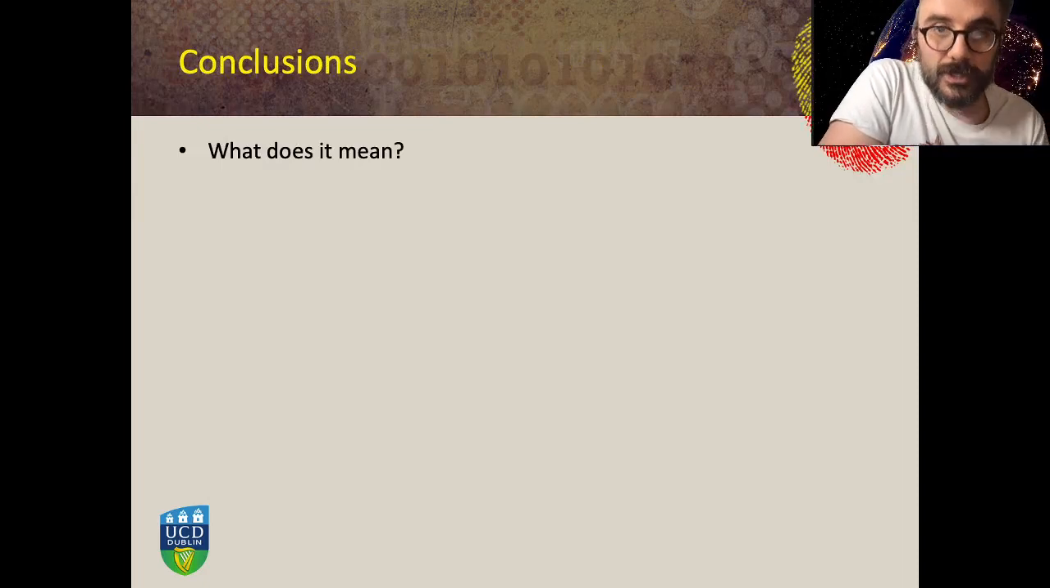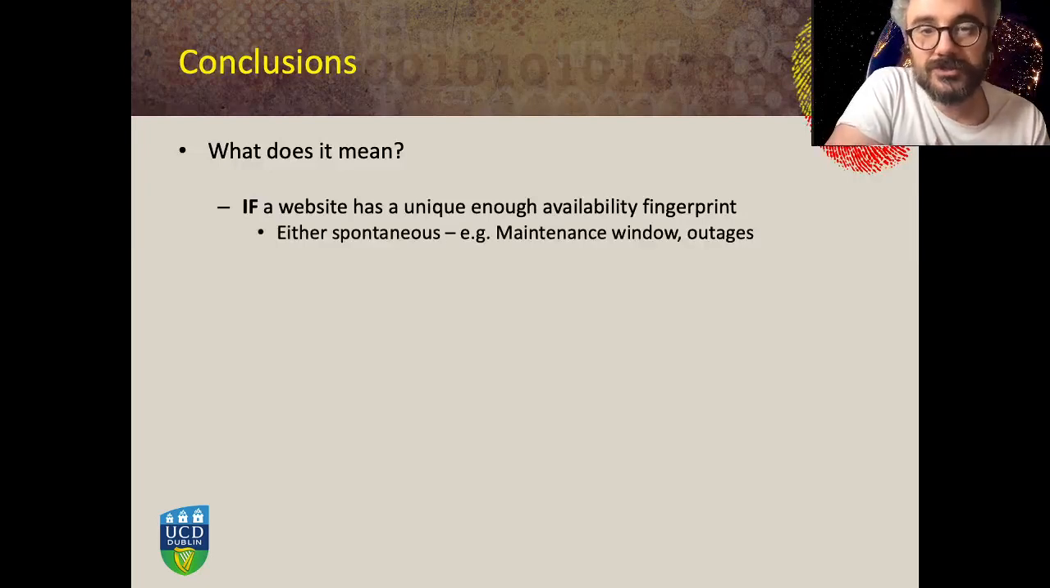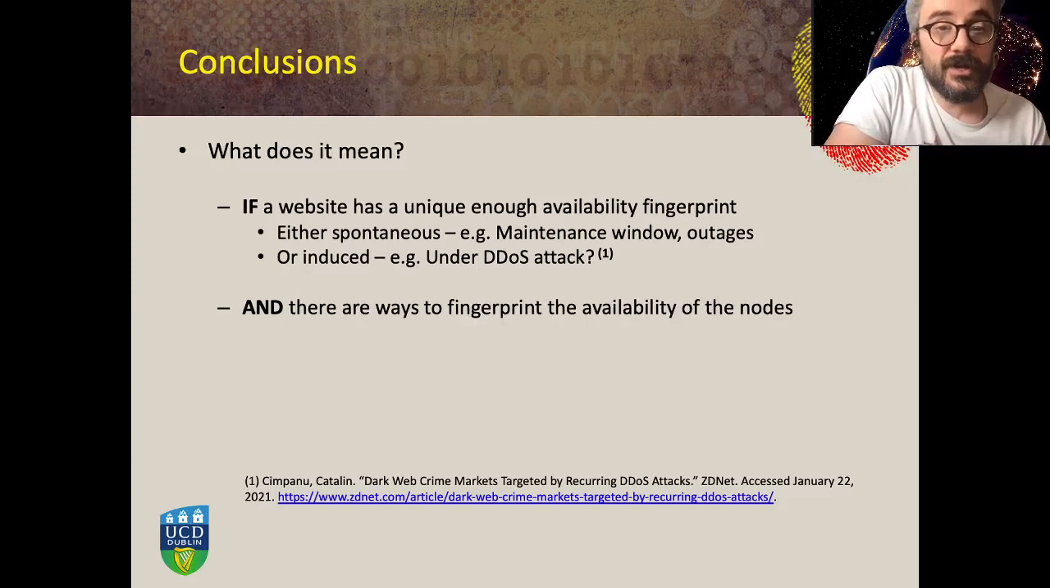So in conclusion, our research demonstrates that, under the assumption that a website has a unique enough availability fingerprint, either because it is spontaneous, as websites have maintenance windows and suffer from outages, or because it can be induced, as websites, especially in the darknet world, are often under denial of service attacks, there is a way to measure the availability fingerprint of all the nodes connected to an anonymity network.